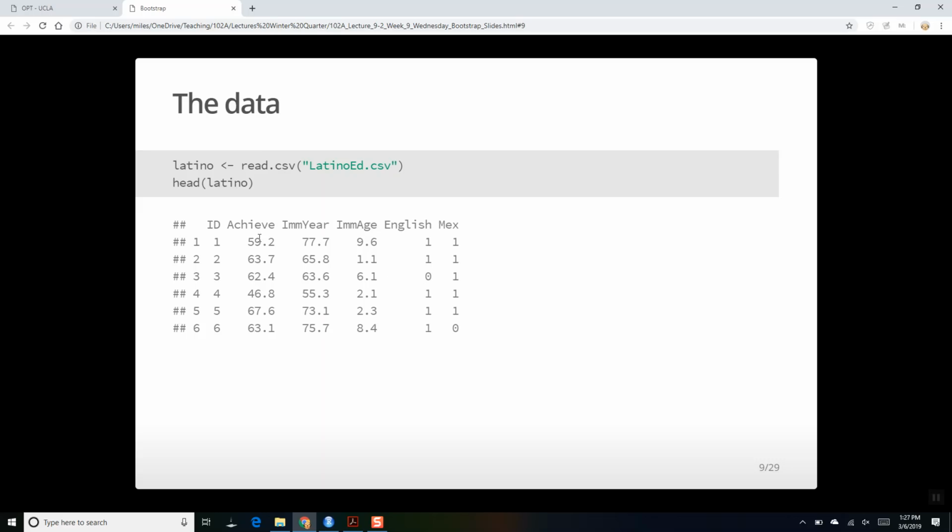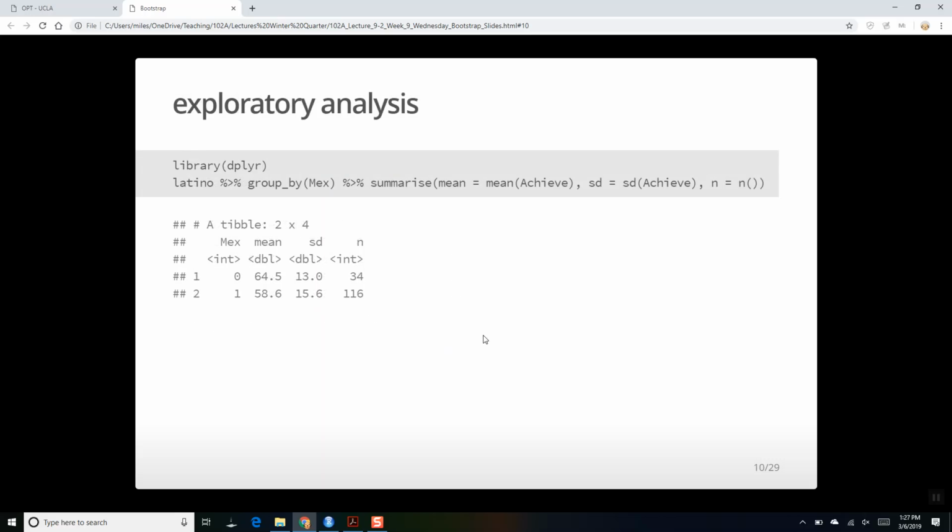We're looking at our achievements, 59.2, 63.7, 62.4. I have no idea what the difference is between these two things, but whatever, they've said your education achievement level is 63.7 and yours is 62.4. So somehow they coded the education achievement in some kind of number here, okay? And here we have 1s for people who came from Mexico, 0 for people who came from a different Latin American country. And here we can just do some summary statistics, and we can say, what is the mean and standard deviation, and how many do we have?